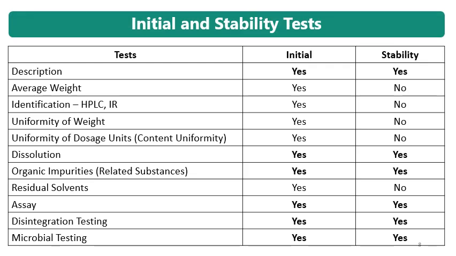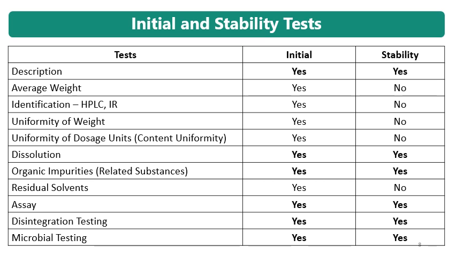Now we will compare which tests are included in both initial and stability, and which tests are only for the initial. Description is for both initial and stability. Average weight, identification, uniformity of weight, and CU, that is content uniformity, are only performed on the initial. The reason might be that these parameters may not change much due to storage or stability.